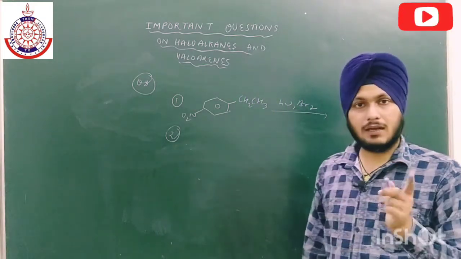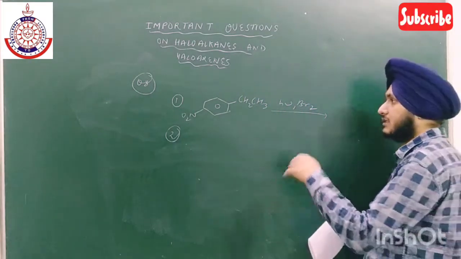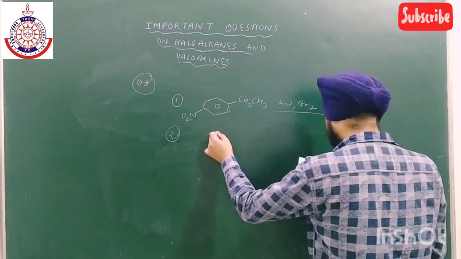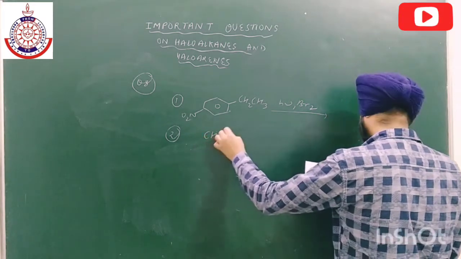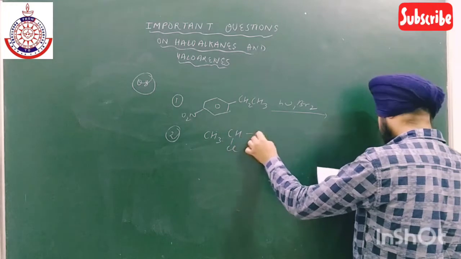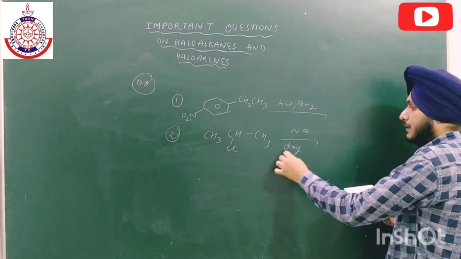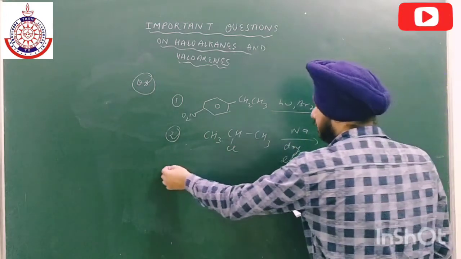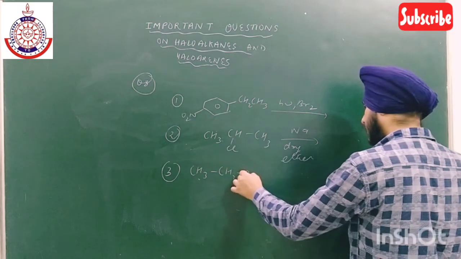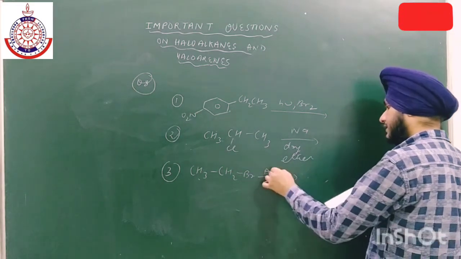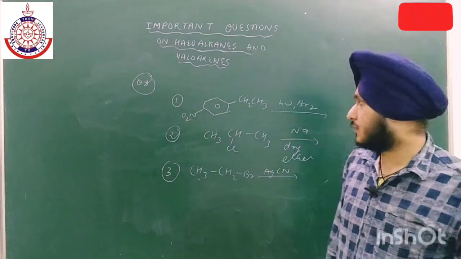The mechanism is electrophilic substitution reaction. We have already done the mechanism also. That is nuclear halogenation, and we have to take benzene as the starting material. The second is CH, Cl, CH3 in presence of Na in dry ether. The third is CH3, CH2, Br reacted with AgCN. So let us do these questions, and these are very important questions.